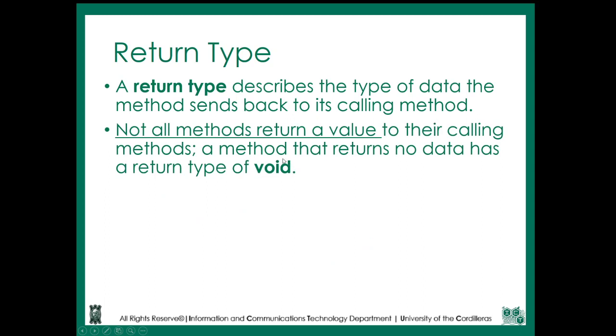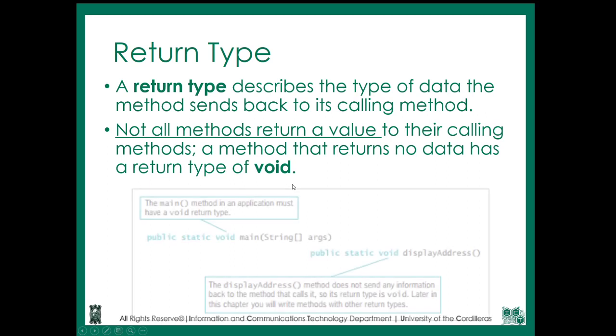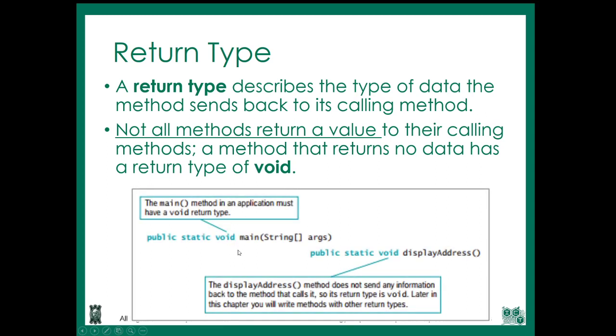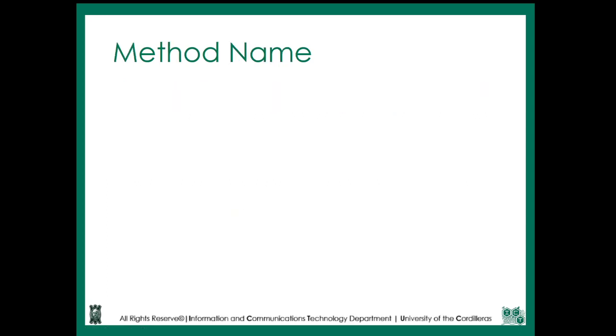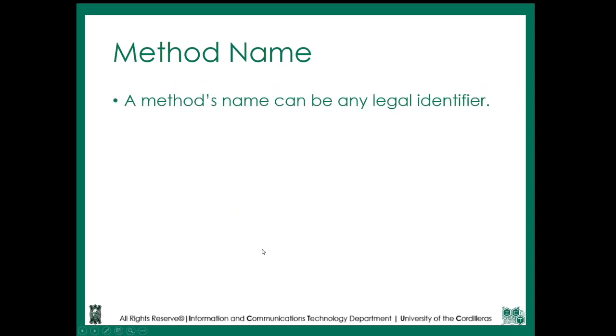Now, a method that returns no data, remember this, is when you have created a method that will actually return nothing. When I say return nothing, that means once you call that method it will not return anything, it just simply prints it out. That's what we call void, because not all methods return a value. It doesn't send any information back to the method that calls it. That's void.